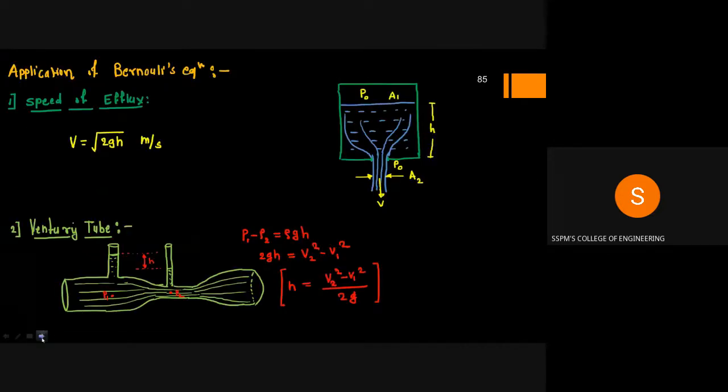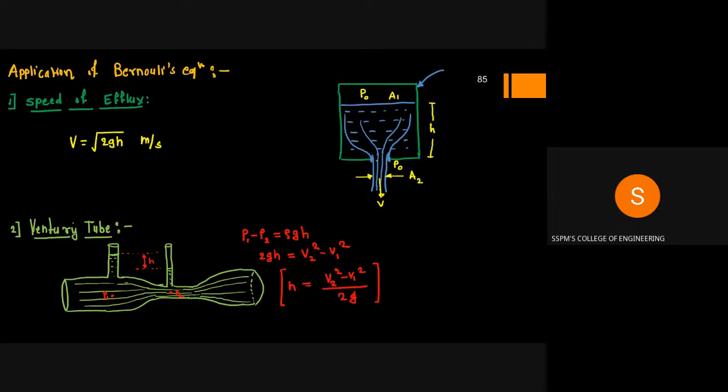Now, what are the applications of Bernoulli's equation? The first application is that we can determine the speed of efflux. Efflux means, consider this is a flask or container, and it is open at its bottom. It is filled with some liquid, let us take water.